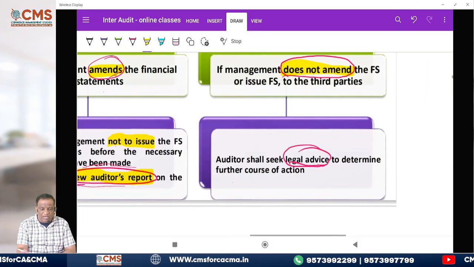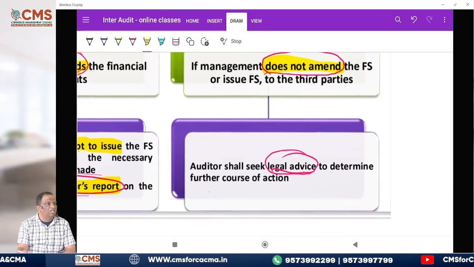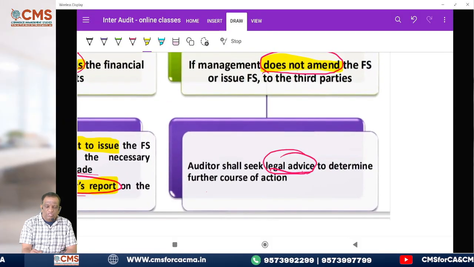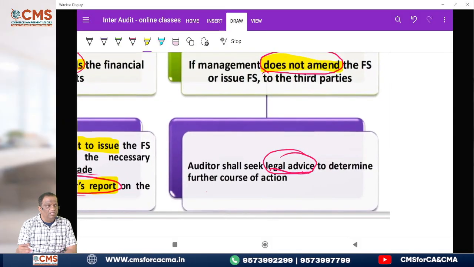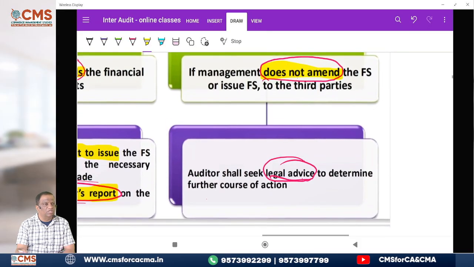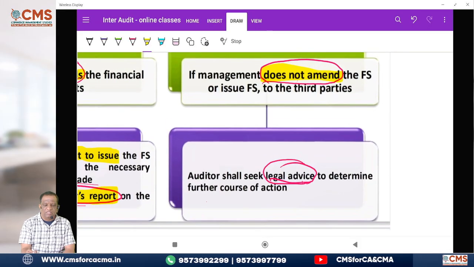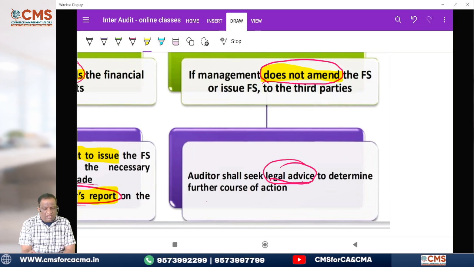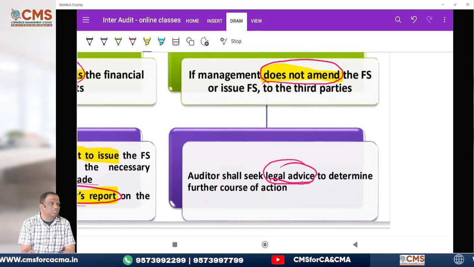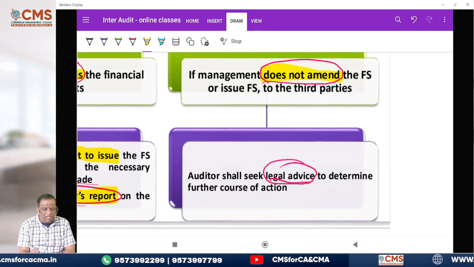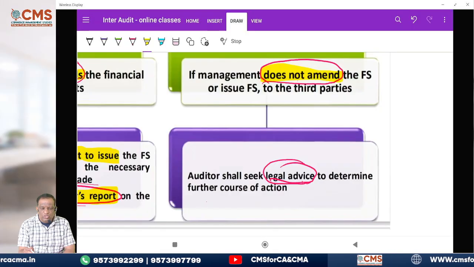But if the management is not willing to amend the financials, then what do I need to do? As an auditor, because they are the ones who have to prepare the financials, I can't do anything if they are not amending it. I can't prepare it, but I know that what I have signed is wrong. I'm asking them to give, but they're not giving. So what should I do now?